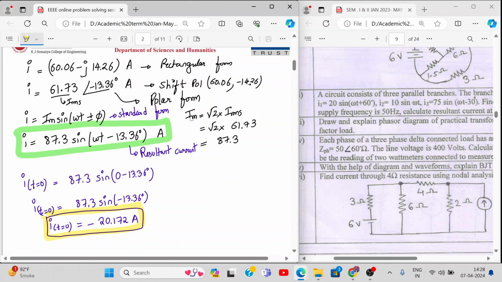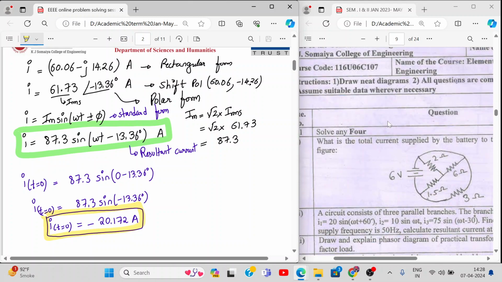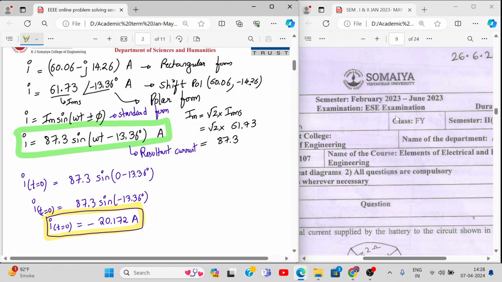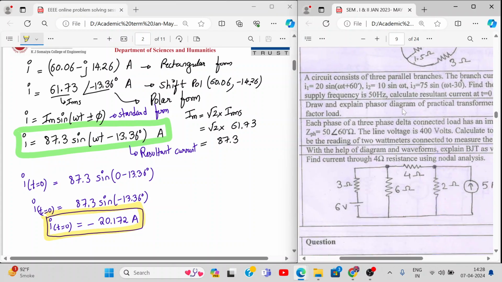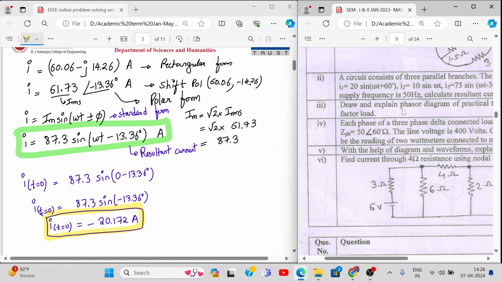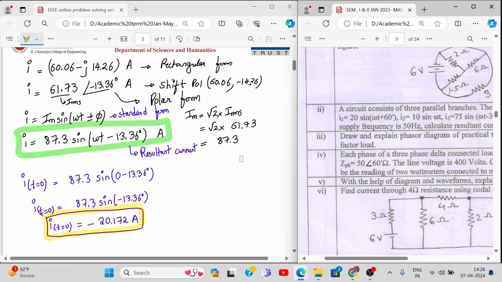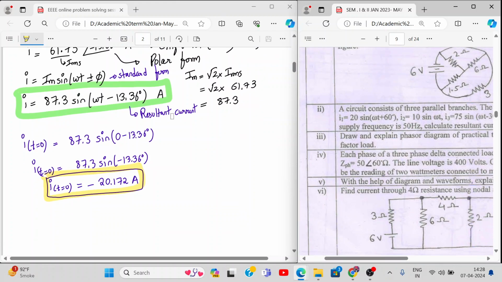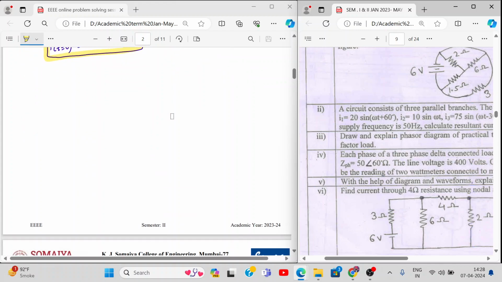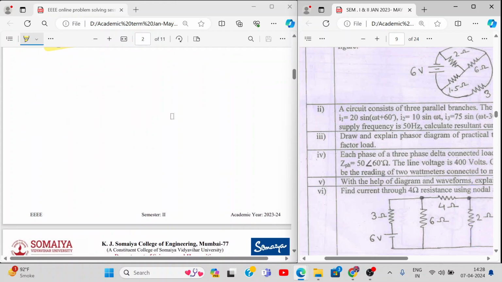Whatever is there inside the green color and yellow color, those are the correct answers. Understood this? Can we move on to the next one? So all the questions, numericals related to module number 2 from this paper, we will solve today. Is this clear to you? Question number 2. Can we go to the next one now? Hello? Alright, we'll go to the next one.